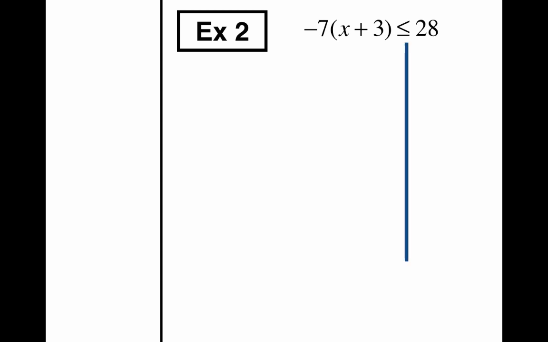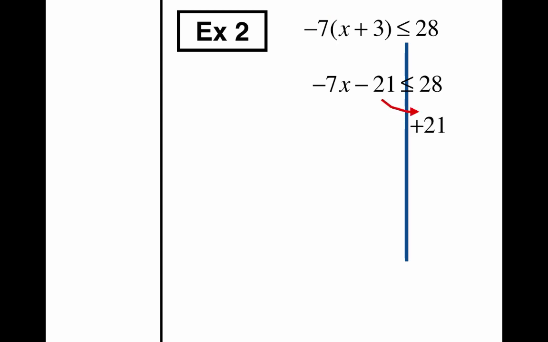Okay, so let's try another example. Example 2. Let's solve for x. Negative 7(x + 3) is less than or equal to 28. Again, it's a parenthesis problem. I see distributive property. So I'm going to put a line down the middle, and I'm going to imagine taking that negative 7 and multiplying it to everything in the parentheses. So we're going to do negative 7 times x, and negative 7 times 3, which is negative 21. So we get negative 7x minus 21 is less than or equal to 28.